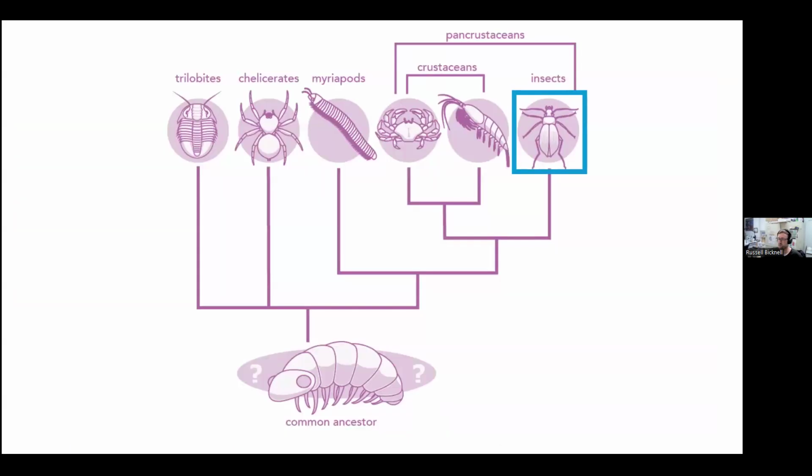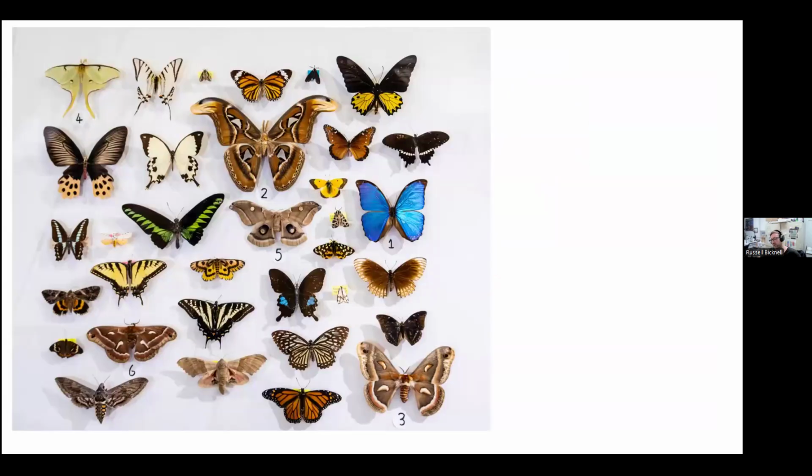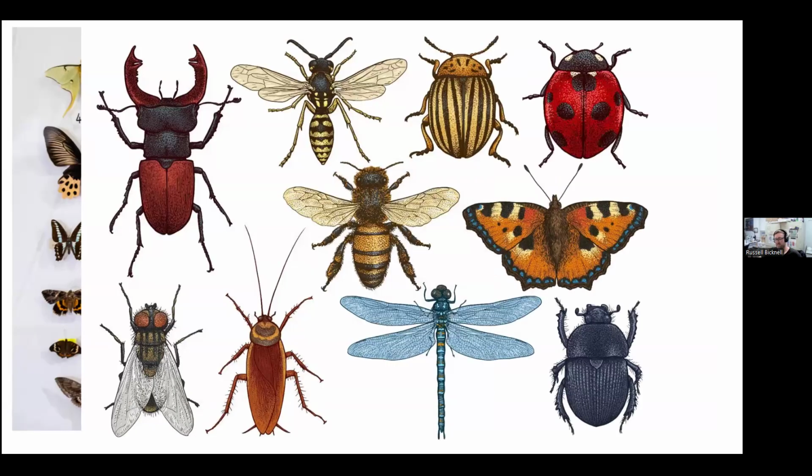And then insects. So if you're not thinking about crabs, you're probably thinking about insects when I say arthropod. Of course, we've got our beautiful butterflies here with a range of different shapes and colors, bees and beetles and flies, our dragonflies.